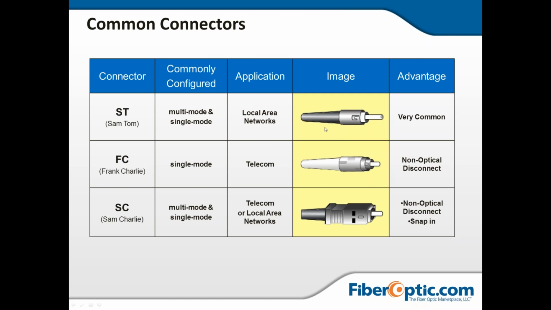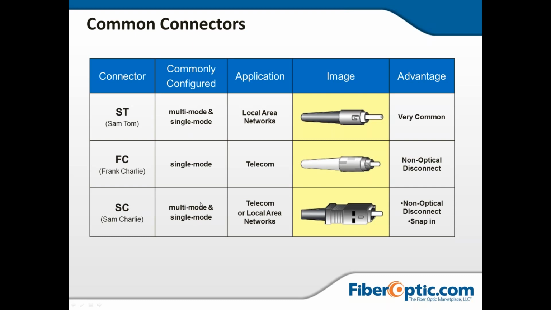You can see in the image here, now this is a drawing. I'm going to show you another one of the actual connector itself, but this is primarily how it's shown with the images. Very, very common. The Sam Tom's out there, it's very, very common. The Frank Charlie is only single mode. Common in telecom. Maybe you've seen some of these with your TVs. Non-optical disconnect. The Sam Tom is very popular because it's been out there for a while and it's one of the least expensive.